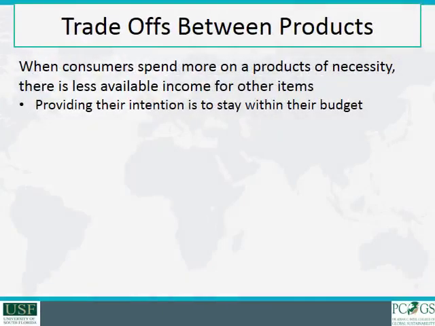Consumers will always have to make trade-offs between goods and services that they purchase. No one can purchase everything that they want. But what about products of necessity? When consumers are required to spend more on products of necessity, they will have less income to spend on other items if their intention is to stay within their budgets and not go into debt.